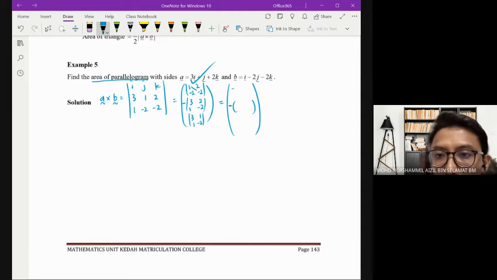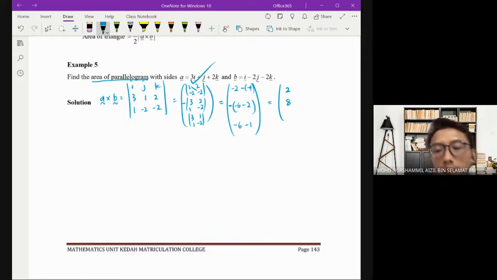So cross first. Minus 2, minus 4. For the second part, minus 6, minus 2. The last one, minus 6, minus 1. So let's calculate. Minus 2 plus 4 is 2. Please double check my calculation. My calculation isn't always correct, because I'm just teaching without checking the answer scheme. Negative 8, negative 8. Minus 7. Is that okay? Right, 2, 2, negative 8, negative 8, negative 7. Okay, good.